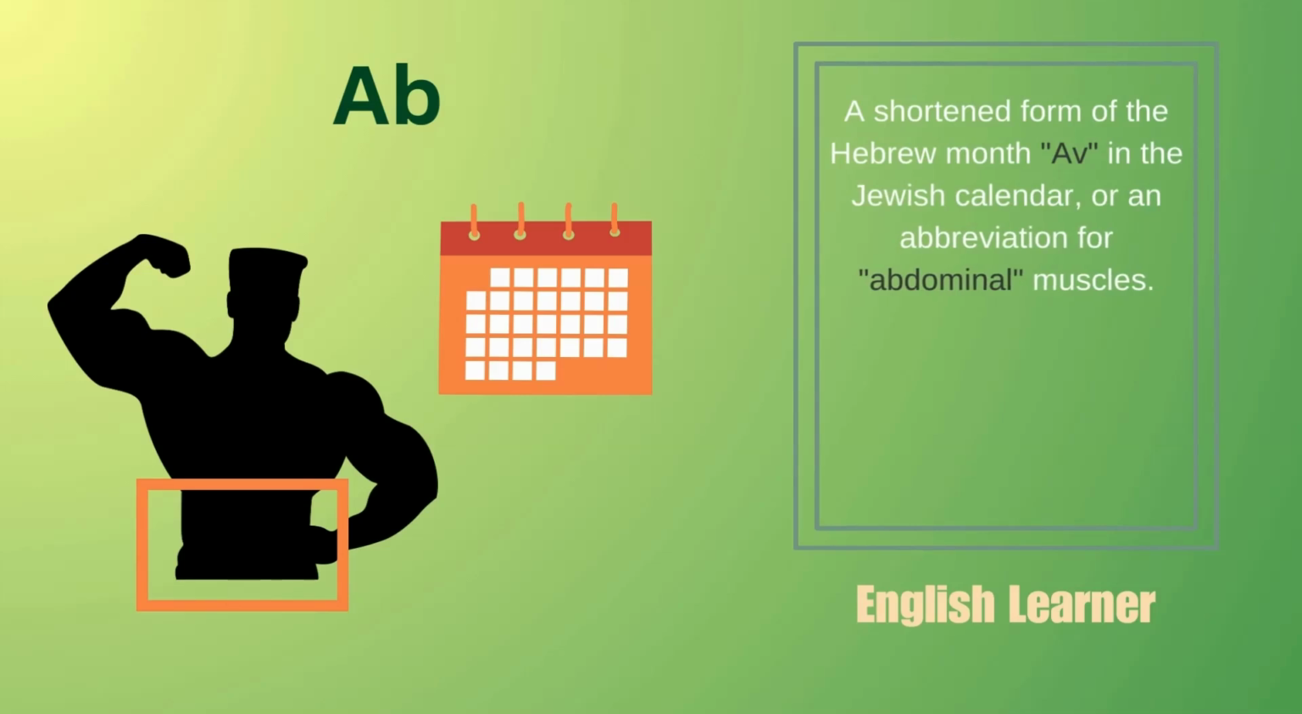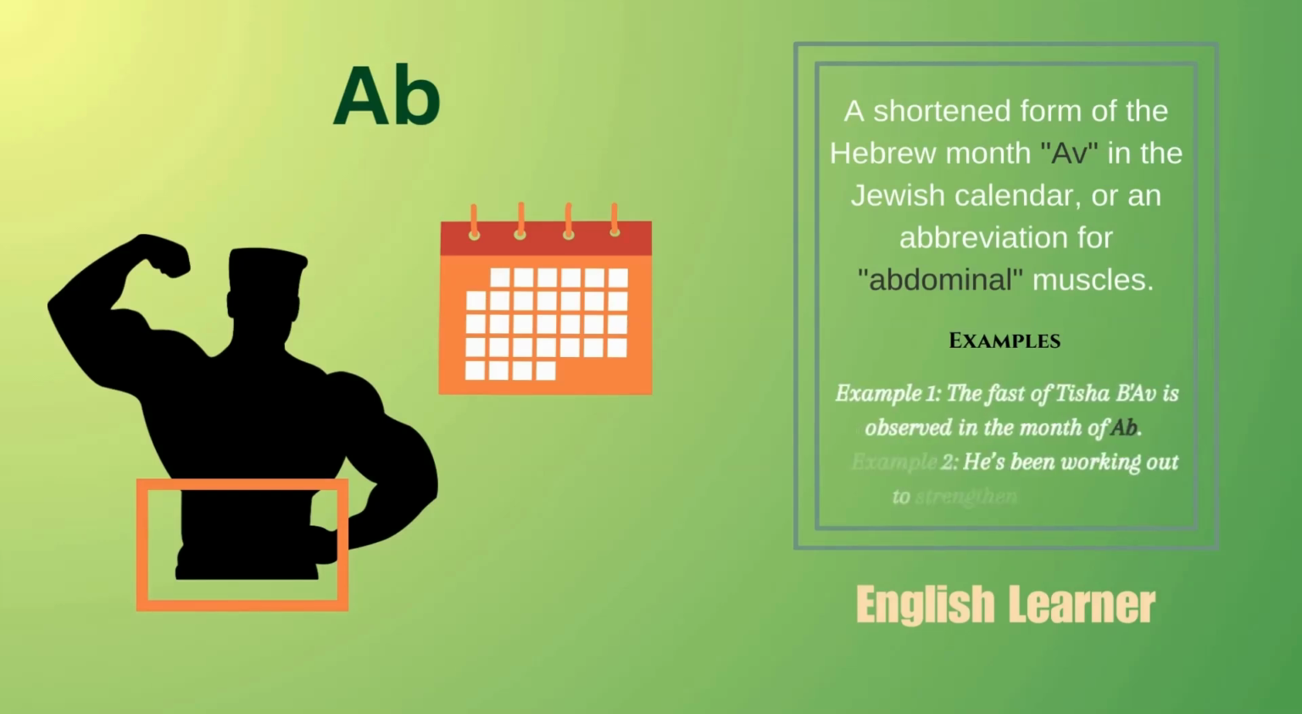Ab, a shortened form of the Hebrew month Av in the Jewish calendar, or an abbreviation for abdominal muscles. Example 1: the fast of Tisha B'Av is observed in the month of Ab. Example 2: he's been working out to strengthen his ab.